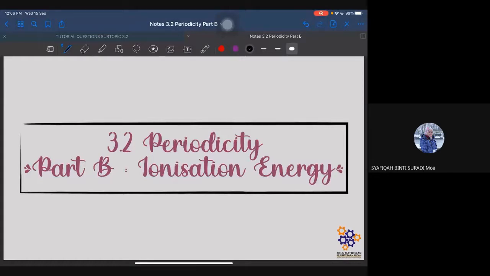So, hari ni kita akan habiskan ionization energy. Okay, and then kita akan tengok sikit lah soalan tutorial kelas 4.